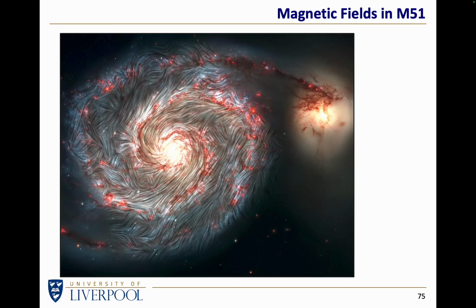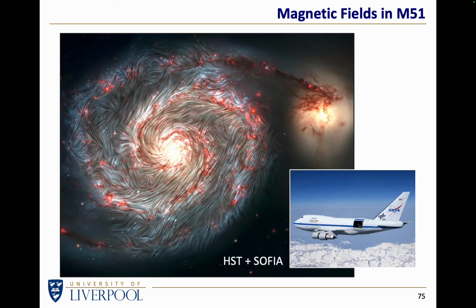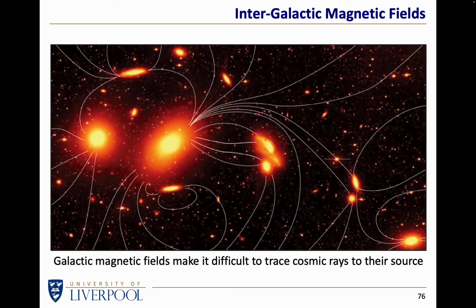If we look at other galaxies, it's the same sort of picture. SOFIA has imaged what appears to be the magnetic field lines of another galaxy, and again, it's rather chaotic and difficult to work out what exactly is going on.